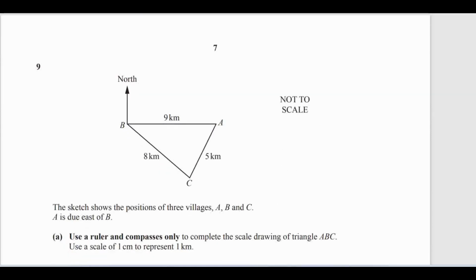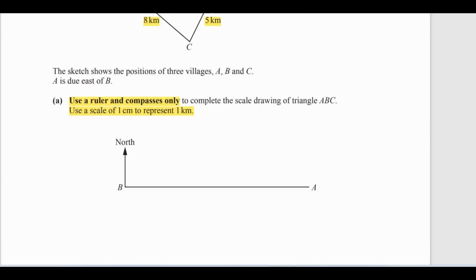Question number 9. The sketch shows the position of 3 villages A, B, and C. A is due east of B. You can see: use a ruler and a compass only. This is a command word. Use a scale of 1 centimeter to represent 1 kilometer. Now see what 9 kilometers means: 9 kilometers means 9 centimeters. What does 8 kilometers mean, what does 5 kilometers mean.